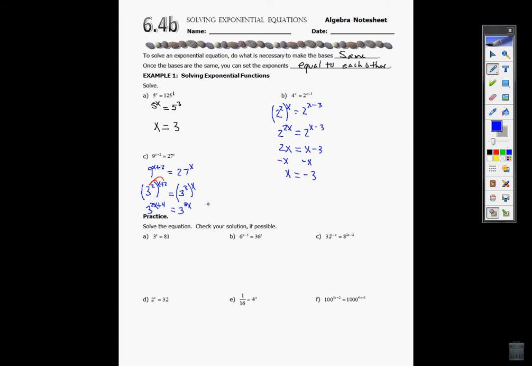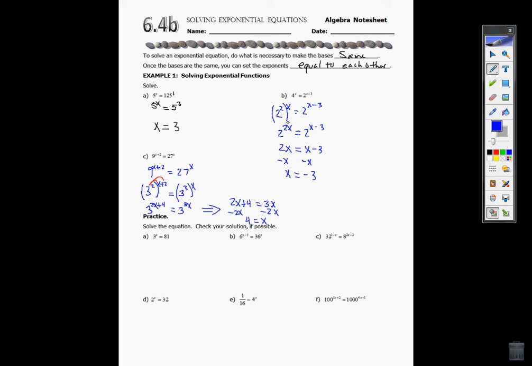What's my next step? Yes, I have similar bases, so I can set the exponents equal to each other. I'm going to do it over here because I've run out of room. But it's the exponents on the left side, 2x plus 4, equal to the exponents on the right side, 3x. Now I have a small, simple algebraic equation I can solve for x. All I have to do is subtract 2x, get like terms together on one side of the equation, and I get 4 equals x. And my equation is solved.